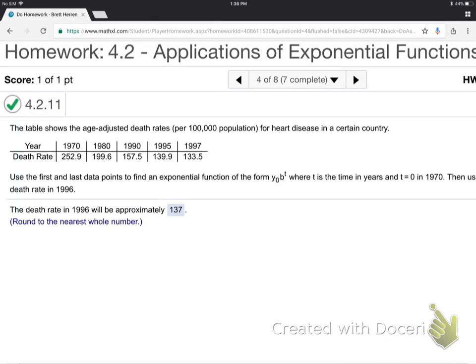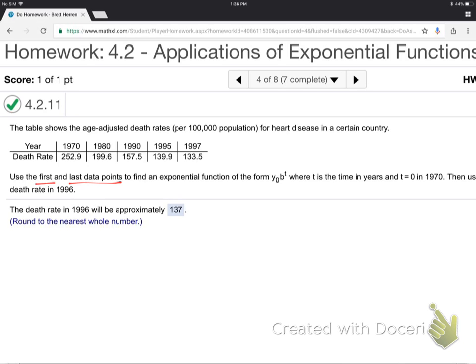All right, so we're in 4.2, looking at question number 4. I already have an answer there for you, but how did I get that answer? How do we do these kinds of things? Well, basically, what they say is, notice these keywords. Use the first and the last data point.